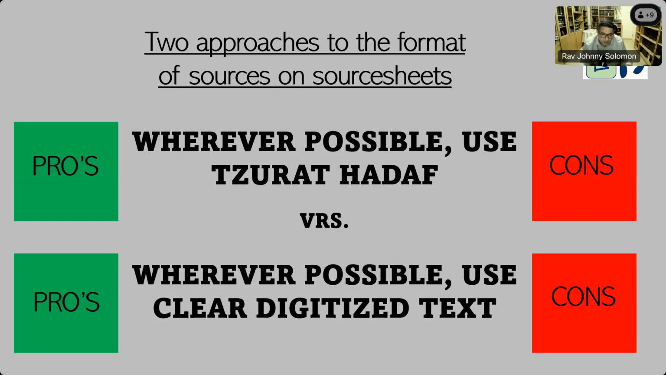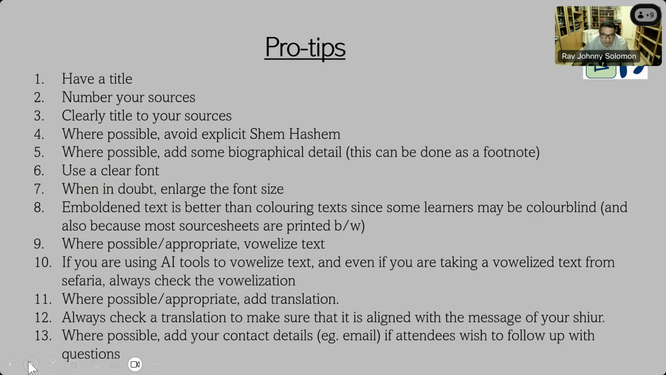Okay, let's now get to our final slide, and what we're going to do is kind of give a midrash on these 13 points. Already we've mentioned probably another 12 more, which I haven't listed here. It's not because they're not important, but these are the ones I wanted to focus on. So these are some pro tips about making a source sheet. Number one, have a title. It almost doesn't matter what the title is.